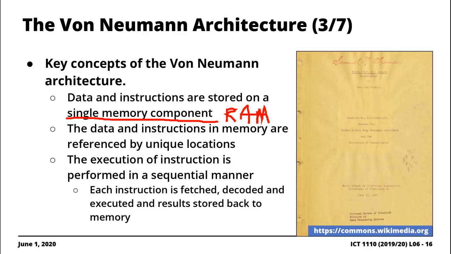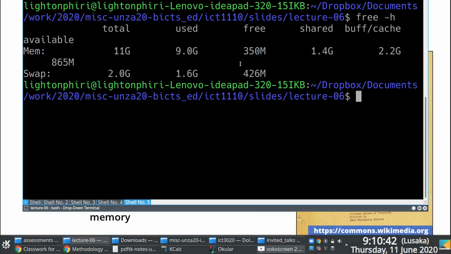So key ideas associated with von Neumann architecture: a single memory component where data and instructions will sit, essentially RAM. And then the data and the instructions are uniquely identified by memory addresses, right? The memory addresses are unique locations. Now obviously you have a finite number of memory addresses, right? And the memory addresses will be dependent on the amount of RAM that you have, right?